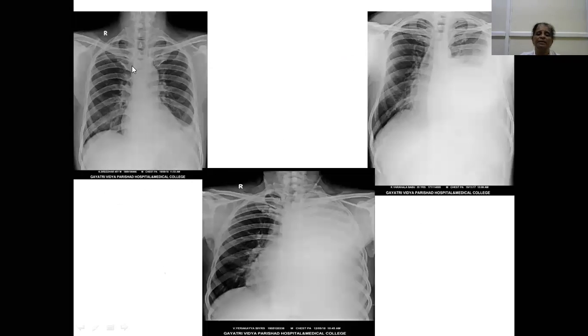So this is the X-ray showing various stages of pleural effusion. This is a minimal effusion, with blunting of the costophrenic angle. This is a moderate effusion with minimal displacement of the mediastinum, and this is a massive effusion with complete displacement of the heart to the right side.